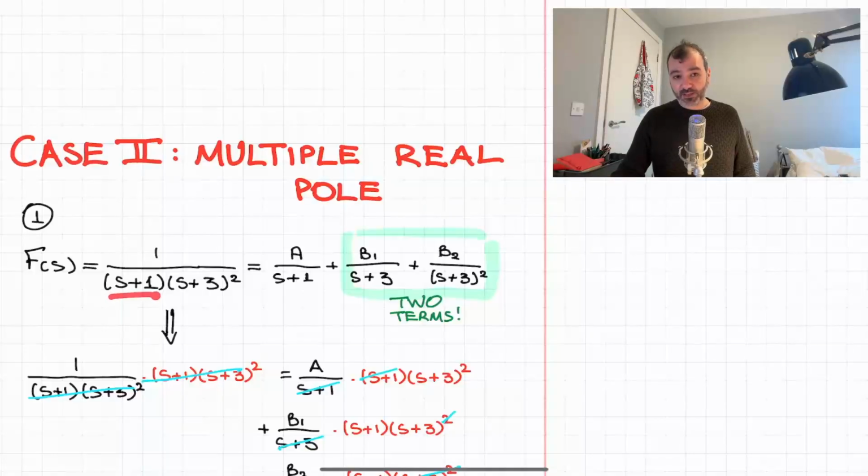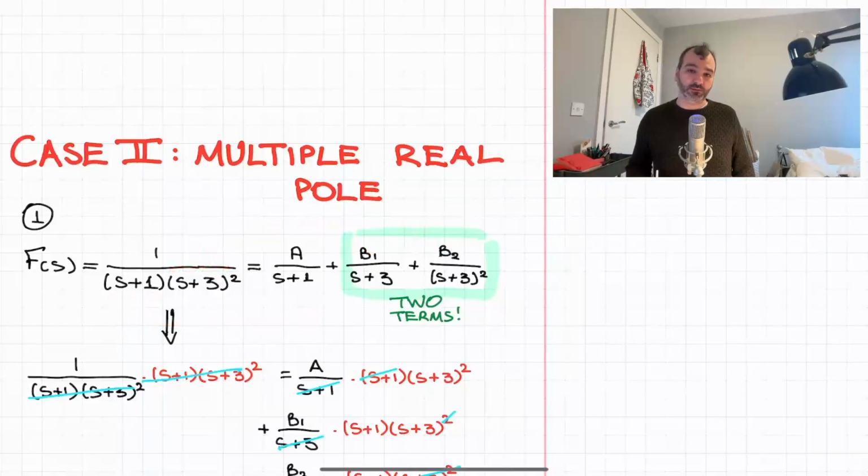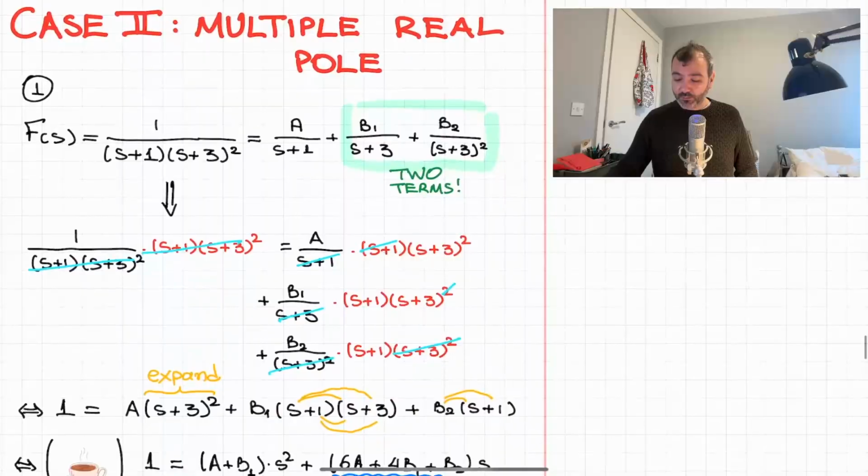You see this s plus 1, we treat this as we did before, a over s plus 1. But for s plus 3, we have these 2 terms. We have b1 over s plus 3 plus b2 over s plus 3 squared. So we don't just write b over s plus 3 squared, we include also this term. We have 2 terms. So now we need to determine a, b1 and b2. We multiply by the denominator, as we did before.